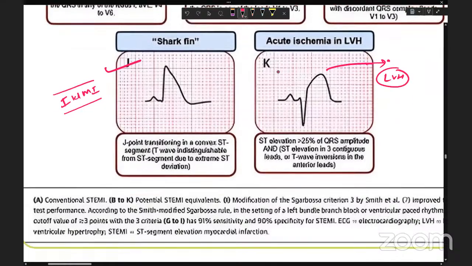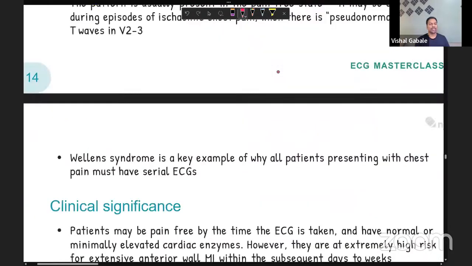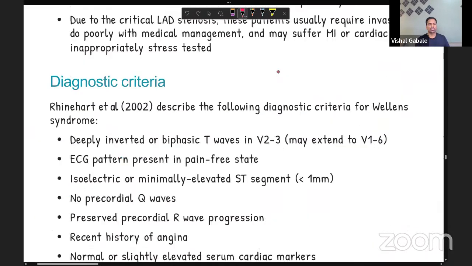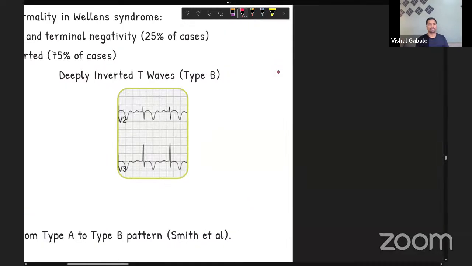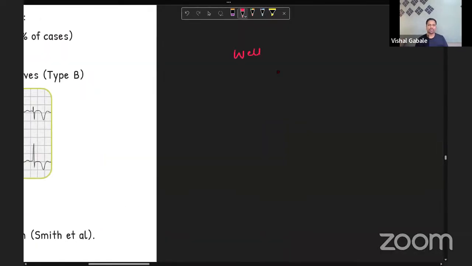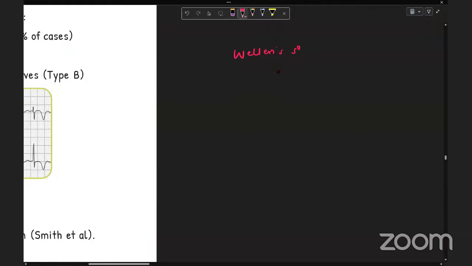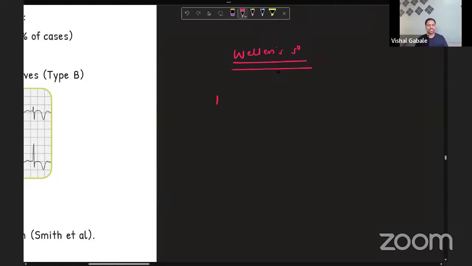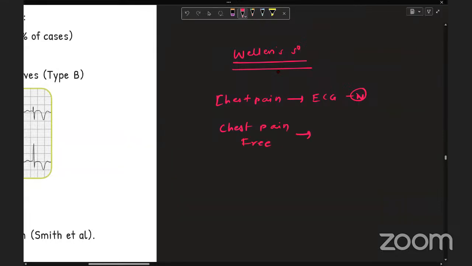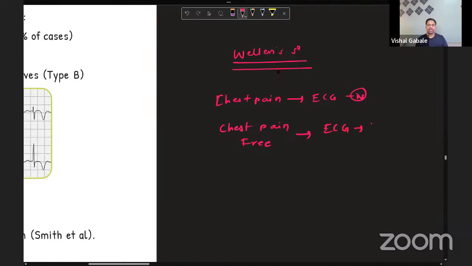All right. So now let's see the Wellens syndrome in detail. So Wellens syndrome is basically what? Whenever a patient has a chest pain, his ECG will look normal. And when the patient is chest pain free, his ECG will show T wave inversion.